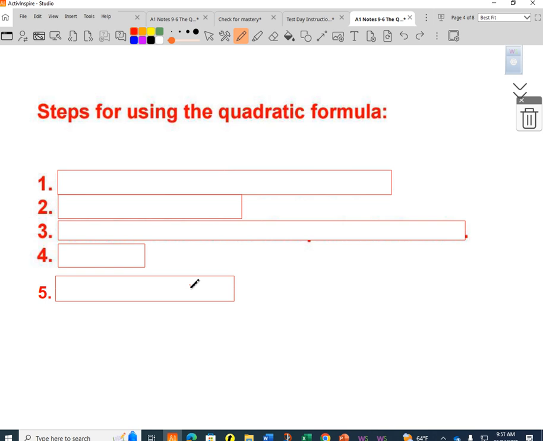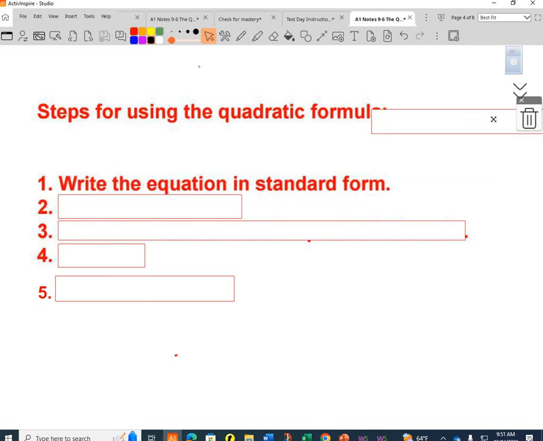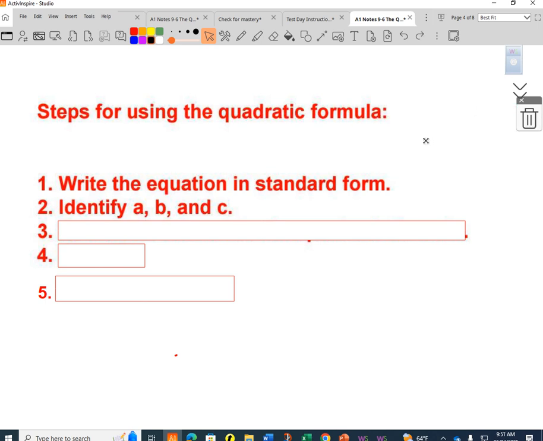Okay? So the very first thing you want to do to use this formula to solve a quadratic equation is make sure that the quadratic equation is in standard form first. If it's already in standard form, then we can just go to step 2. That means everything needs to be on the left, and the right side needs to be equal to 0, right? Next thing we're going to do is identify our A, B, and C. We've been doing that a lot lately. Most of you are getting pretty good at that.